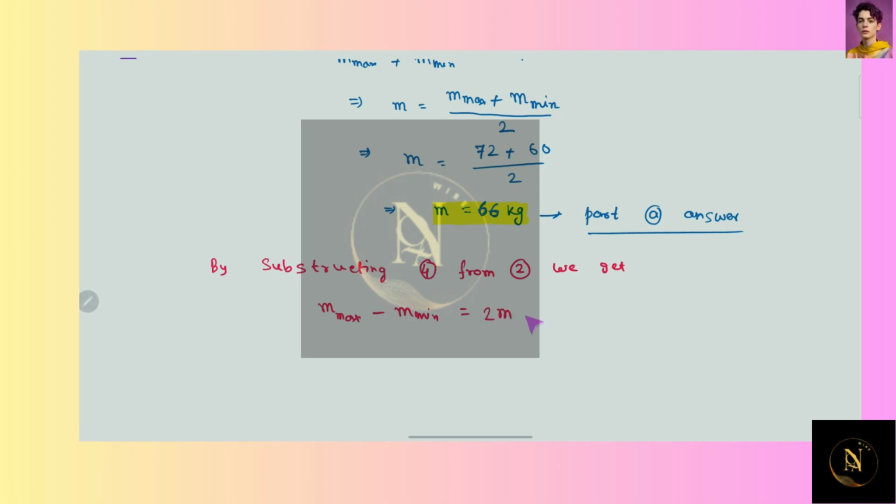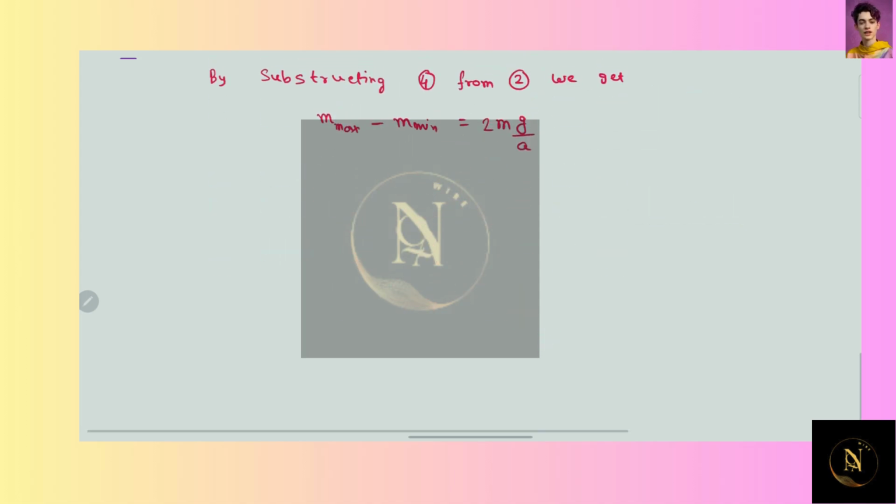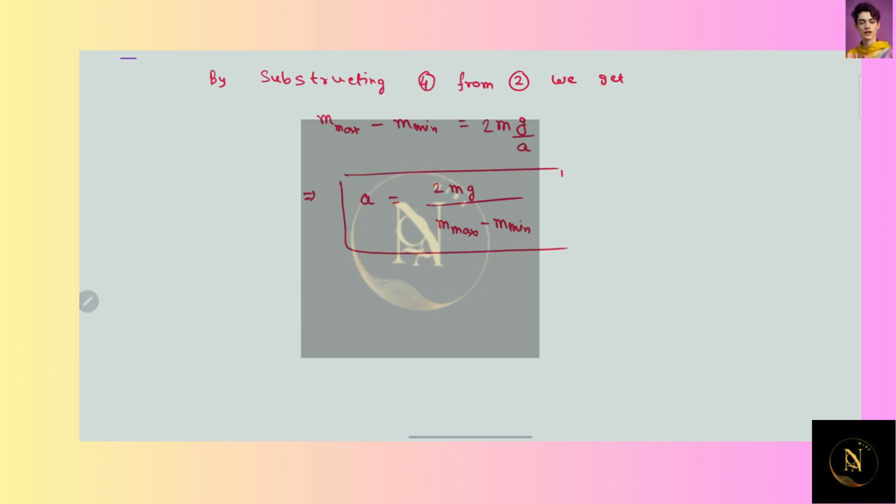Now we can put the data we have got. A will be equal to 2 times m, we got 66 kg, g we have to take 9.9, divided by m max is 72 minus m min is 60. On simplifying this we will get a equals 0.9 meter per second square. So this is the answer for part B.